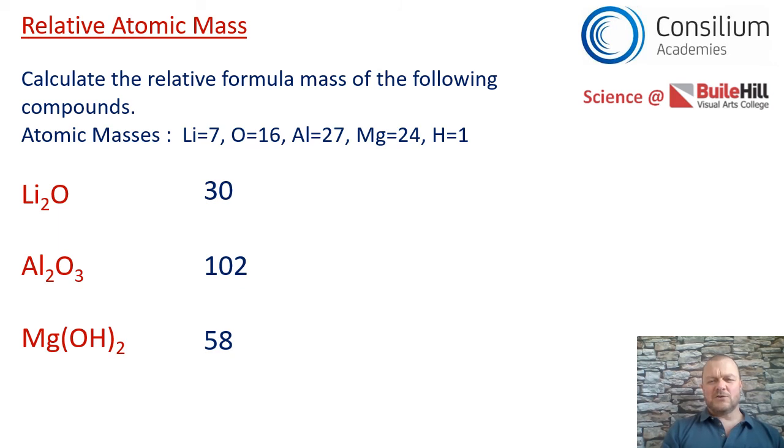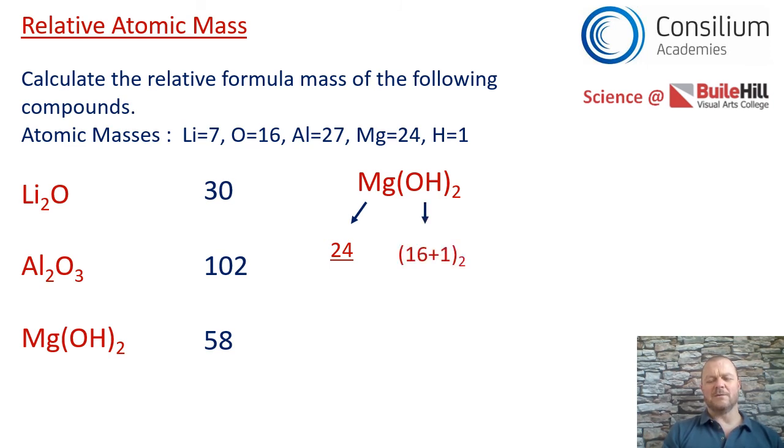If Mg(OH)2 caused you any concern, it's probably because of the bracket. So I'm going to show you how to work that one out now. Mg is 24, but then what you do is you take the bracket in isolation. So inside the bracket we've got O is 16 and H is 1. So if we add those together we get 17.